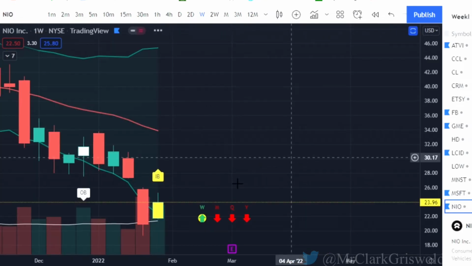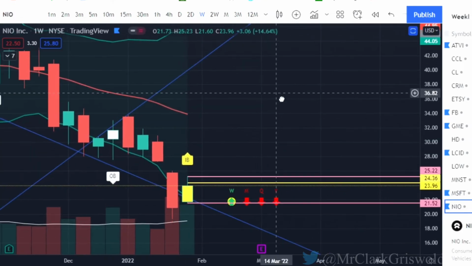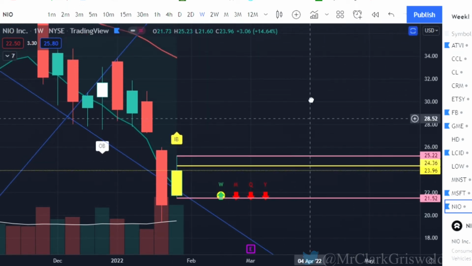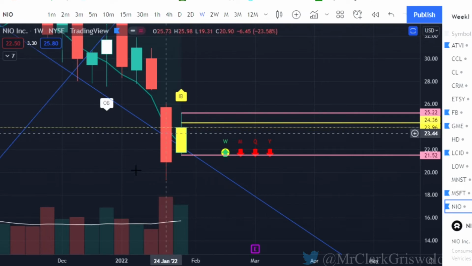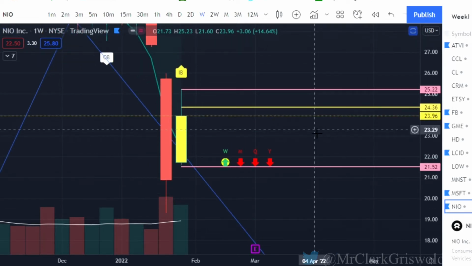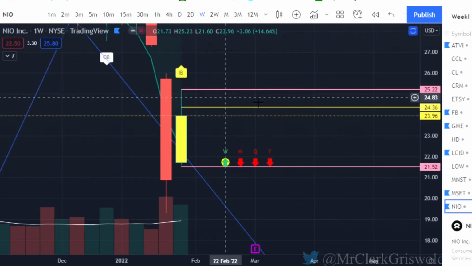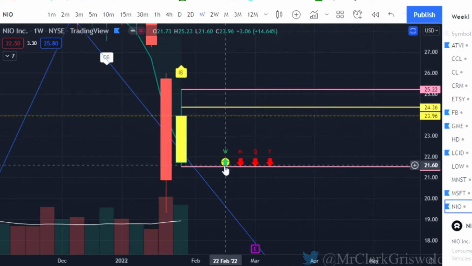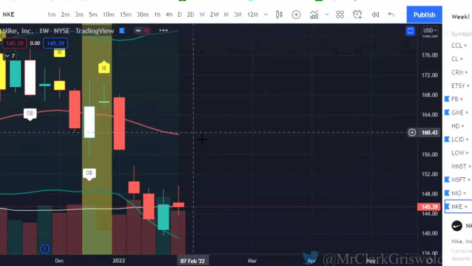Next up, my baby, it's Neo, EV company. I love Neo. I think they're building a great company. They have a great service. Their battery swap is amazing. But anyways, Neo's got an inside bar on the week. We'll be looking for calls at a $25.22 trigger and puts at $21.52 trigger.